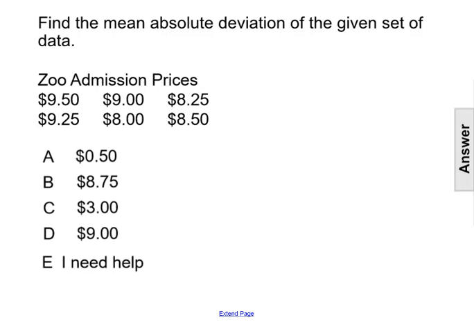Find the mean absolute deviation of the given set of data. So to find the mean absolute deviation, we need to complete 3 steps. The first step is to find the mean.